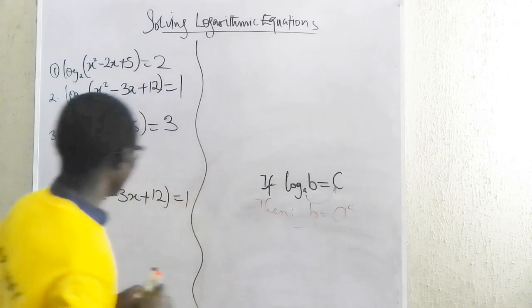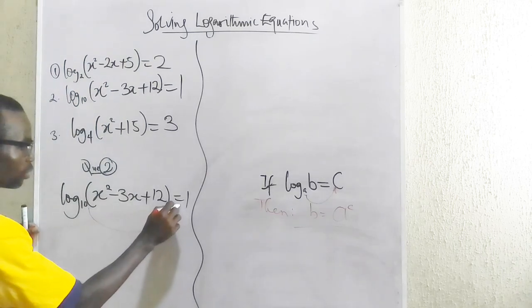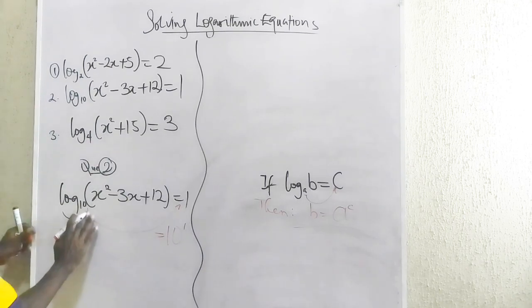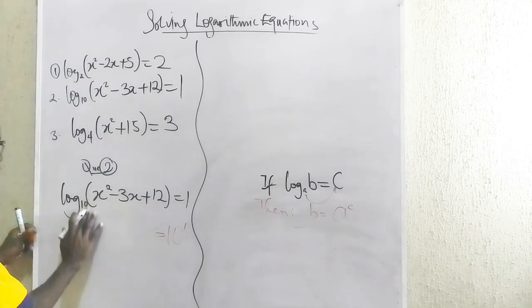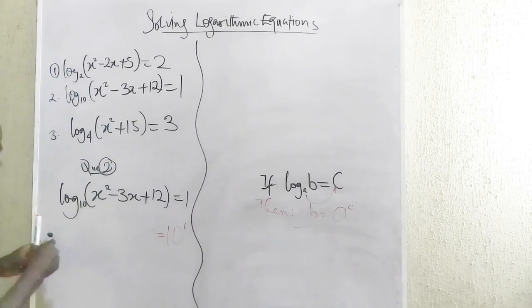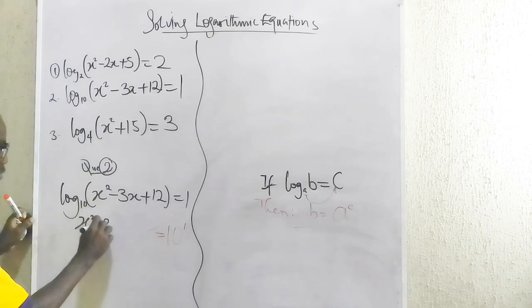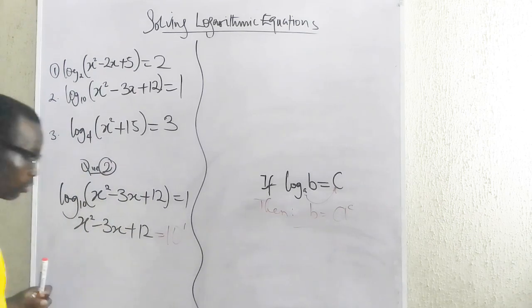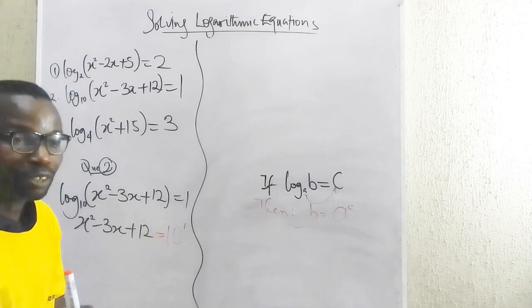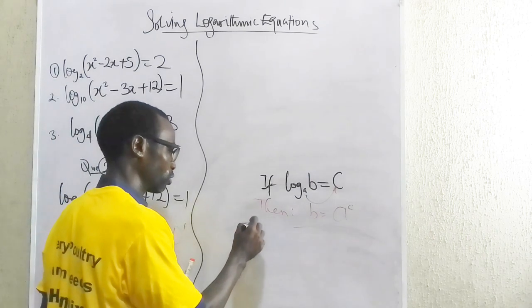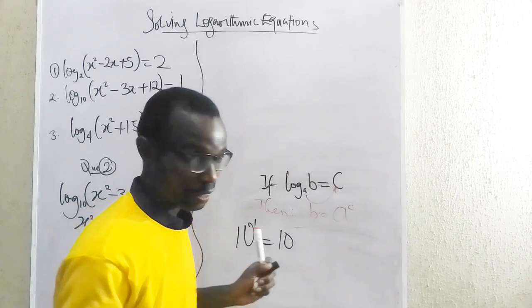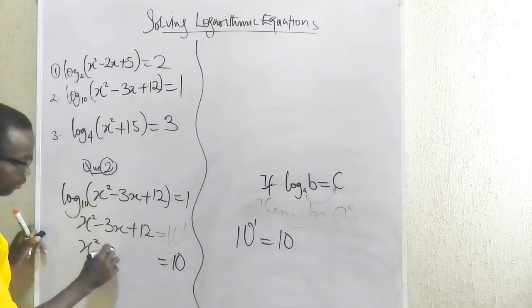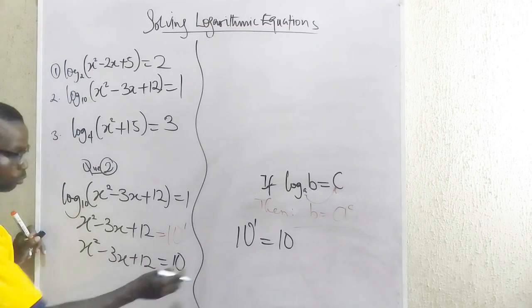That's all. So let's come here. The same thing will apply here. So this moves up. So it's going to become 10 raised to the power of 1 is equal to x squared minus 3x plus 12. So we continue solving. What is 10 raised to the power of 1? 10 raised to the power of 1 means just write 10 once. 10 written once is just 10. So you have x squared minus 3x plus 12 is equal to 10.